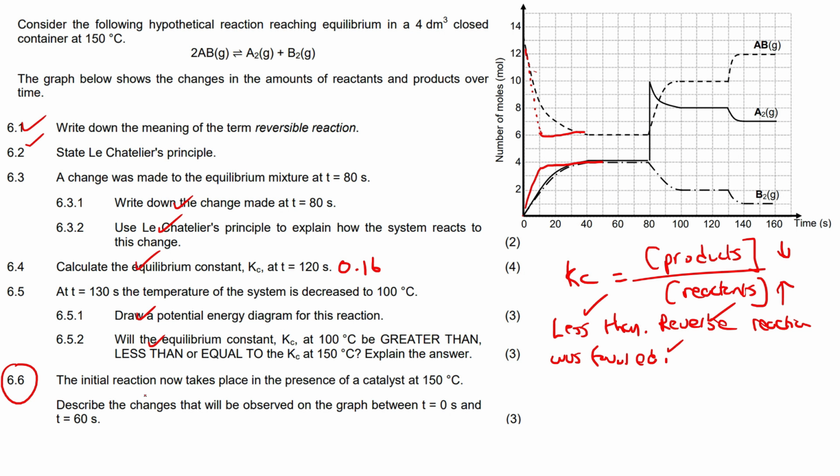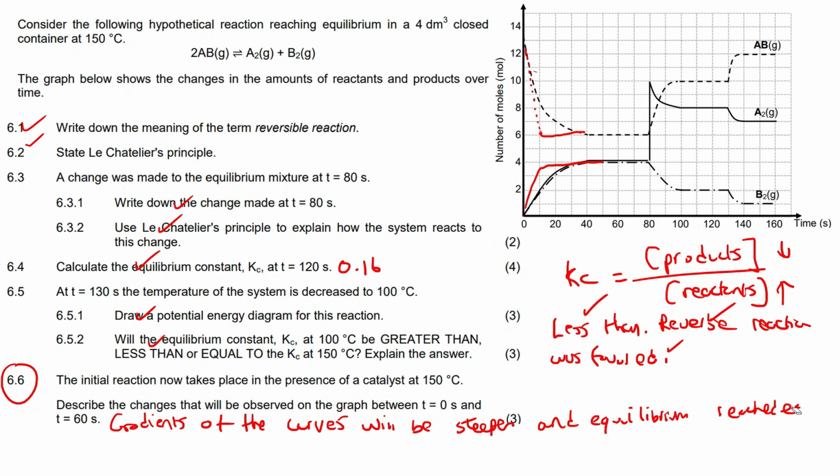So, the initial reaction now takes place in the presence of a catalyst, describe the changes that will be observed on the graph. So we can just say that the gradients of the curves will be steeper and equilibrium will be reached sooner, or let's say earlier. But we must say that the equilibrium values, which is, for example, the 6 and the 4, will still be the same.